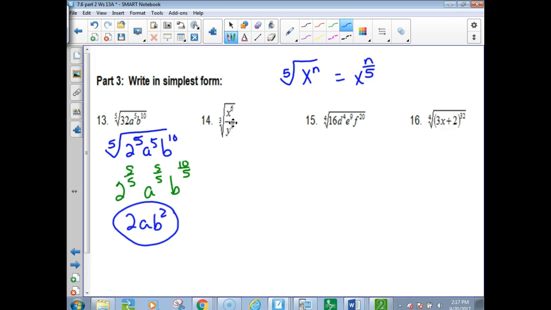So first of all here, let's just realize that we can apply that root to both. So we got x to the 6/3 over y to the 9/3, the root on the bottom, and then reduce. So that'd be x squared over y to the 3rd.